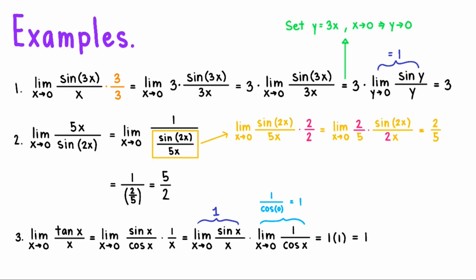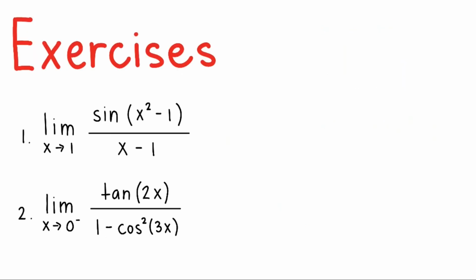To formally end this discussion, here are 2 exercises that you can work on. So first, we have the limit of sine of x squared minus 1 over x minus 1 as x approaches 1, and the limit of tangent of 2x over 1 minus cosine squared of 3x as x approaches 0 from the left. So these exercises are quite harder than our 3 examples, but the idea is the same.